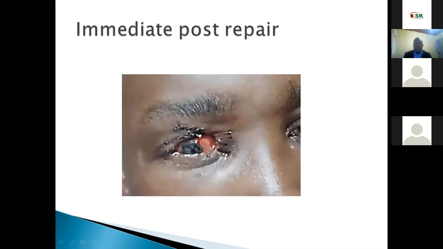But the most important thing to notice is that there is a huge defect of the eyelid, and almost two-thirds of the cornea is exposed. So this is not a very good outcome after the repair. And it's important to note that sometimes if you get that kind of a defect, as the healing takes place, fibrosis is bound to happen, and the defect might most likely tend to increase. And that is exactly what happened.